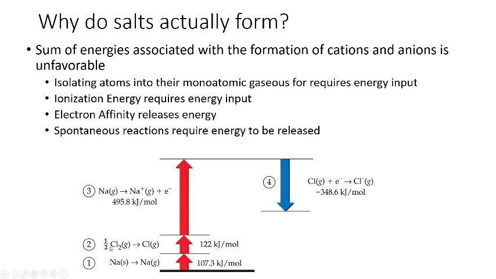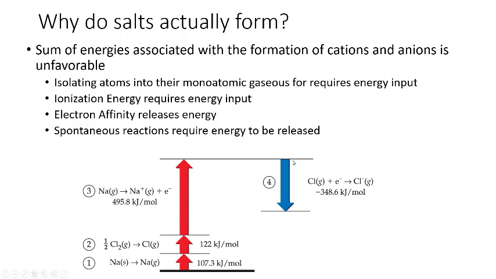Next is the energy required to split chlorine gas, which is a diatomic, two chlorine atoms that are bonded together. You have to split them to get your atomic chlorine. So again, breaking that covalent bond requires the input of energy. The next, number three, is the ionization energy, the energy required to rip an electron away from a sodium gas atom. So that requires a large amount of energy. So at this point, we've had three different sources of energy input.